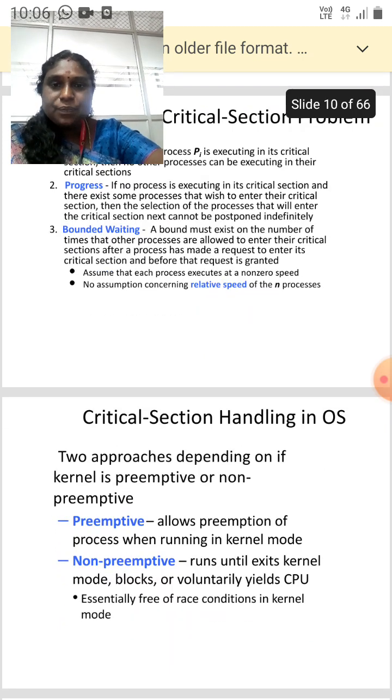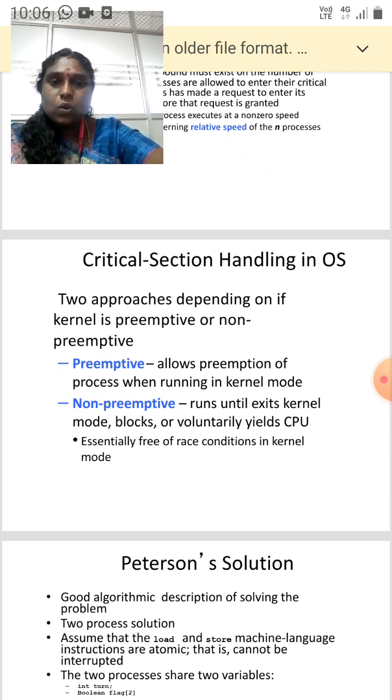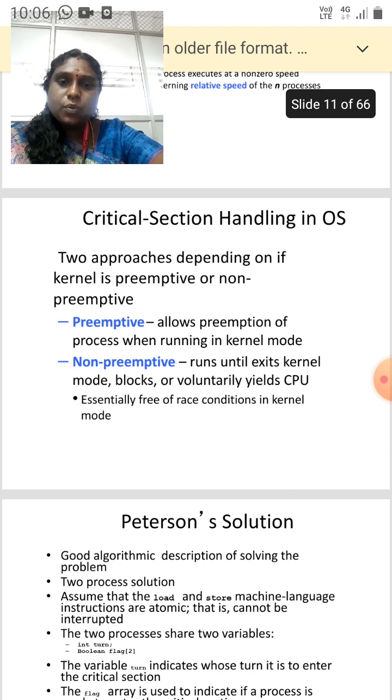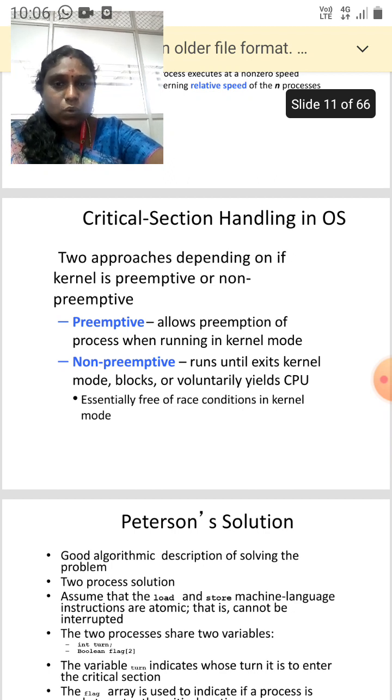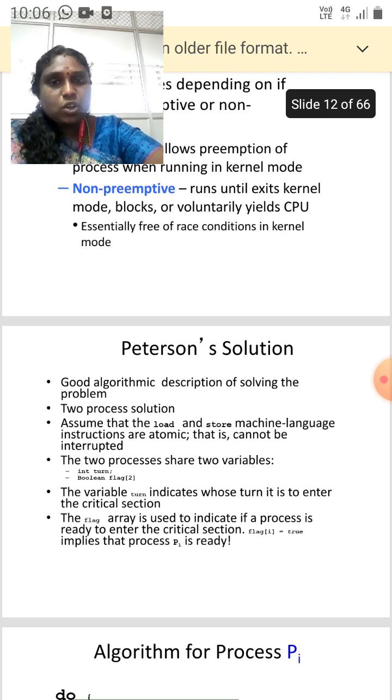For critical section handling in an operating system, there are two approaches depending on whether the kernel is preemptive or non-preemptive. A preemptive kernel allows preemption of a process while running in kernel mode, and a non-preemptive kernel runs a process until it exits kernel mode, blocks, or voluntarily yields the CPU, and is essentially free of race conditions in kernel mode.